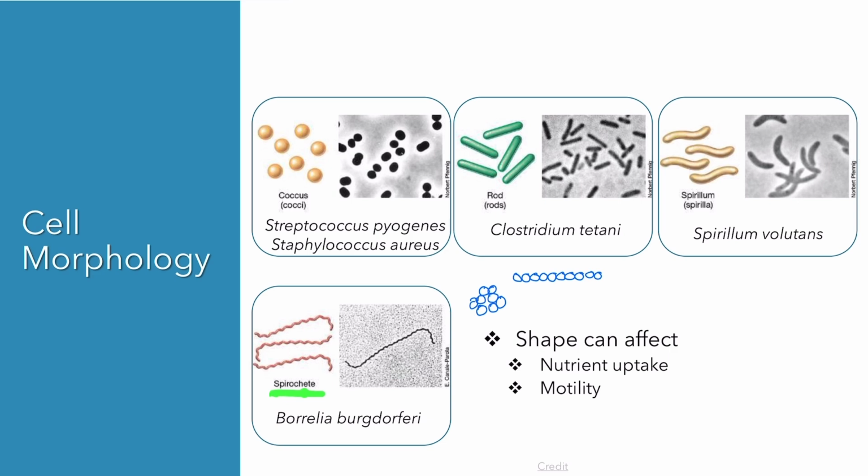The fourth category is the spirochetes. These are less flexible than the Spiralia that we just talked about. They're very tightly wound up, like little corkscrews, which is the easiest way to classify them. An example here is Borrelia burgdorferi, and Borrelia burgdorferi causes Lyme disease.